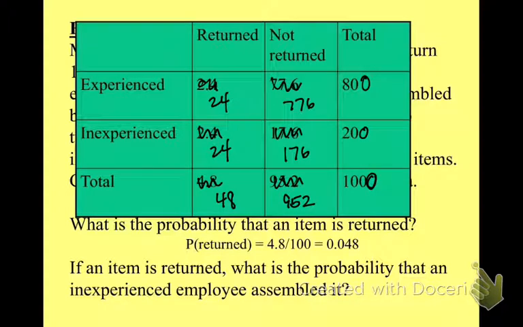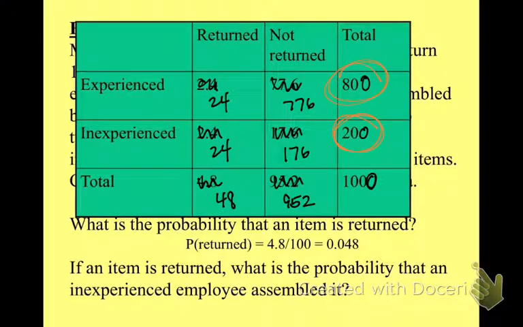So before I can deal with the 12% and the 3% from the problem, the first thing I want to do is talk about the totals of experienced and inexperienced. So in the last sentence it says 20% of the employees are inexperienced. So I'm going to add in this 200 here, which means that 80% of the employees are experienced, 800.